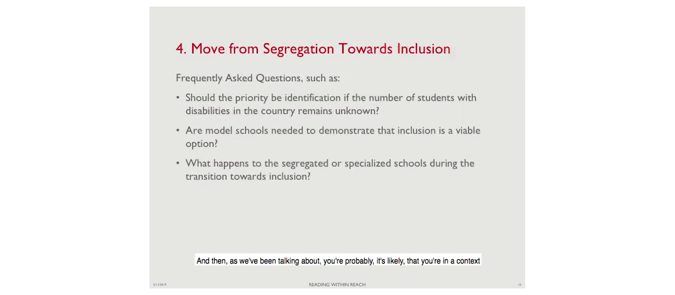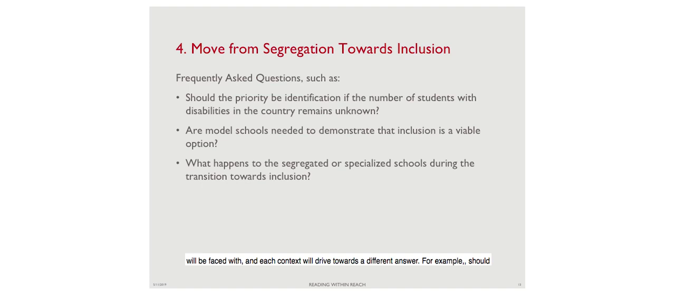And then, as we've been talking about, it's likely that you're in a context where you're somewhere on that continuum from segregation to inclusion, and you're moving towards inclusion and hopefully step by step away from segregation. And that sounds so simple and fluid here in the webinar, but as those who've been doing this on the ground know, it's actually quite difficult because this is such new work. So we're really looking at a 5, 10, 15, 20-year time horizon, depending on your country, to get this kind of work done.